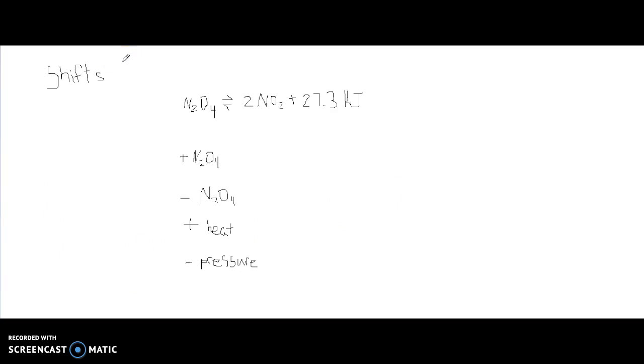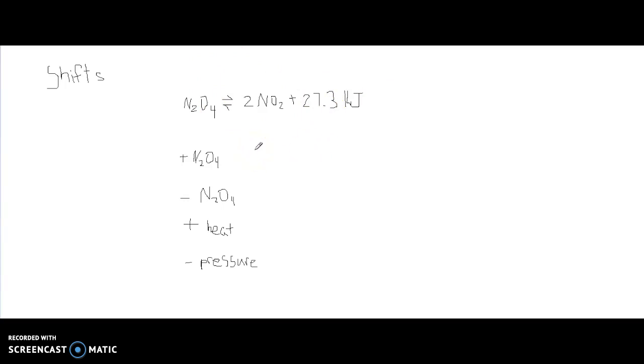Alright, so now we're going to talk about how equilibrium shifts when you change certain factors. Equilibrium is going to shift when you add or remove any of the products or reactants, when you change the temperature, and when you change the pressure. So, say we're going to add N2O4 to the equation that you see here at the top.